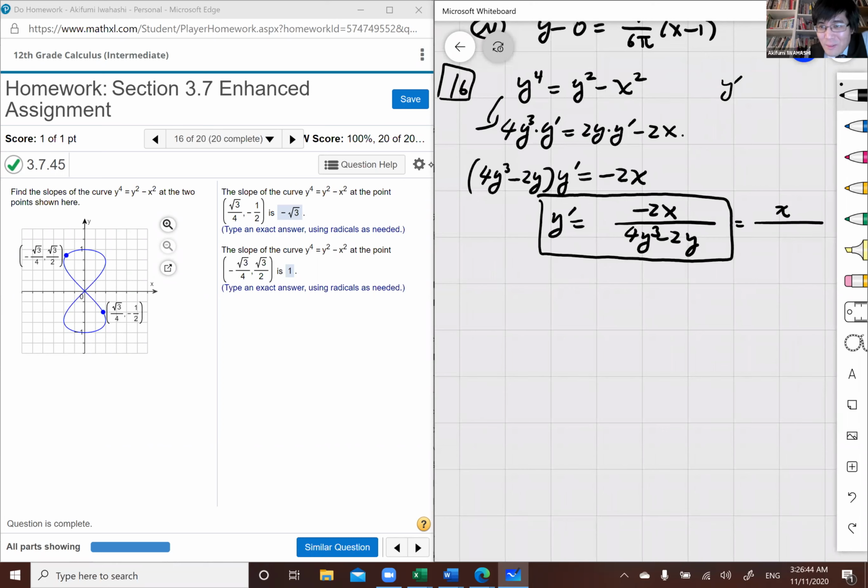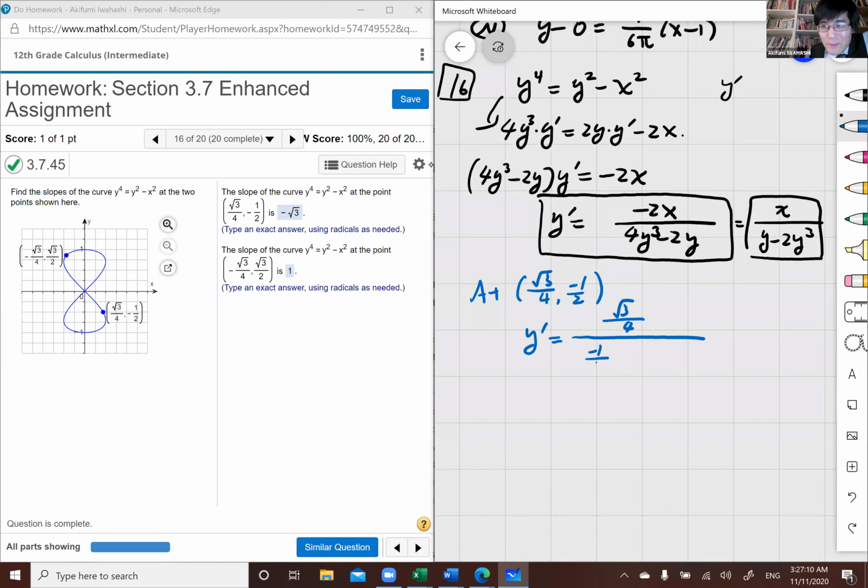Let's divide top and bottom by negative 2. So it's going to be y minus 2y cubed over x. Okay, so this is a better expression. It's easier to substitute. Now, first question: at x is square root of 3 over 4 and y is negative 1 over 2, y dash is equal to... I have to be careful because this is complicated.